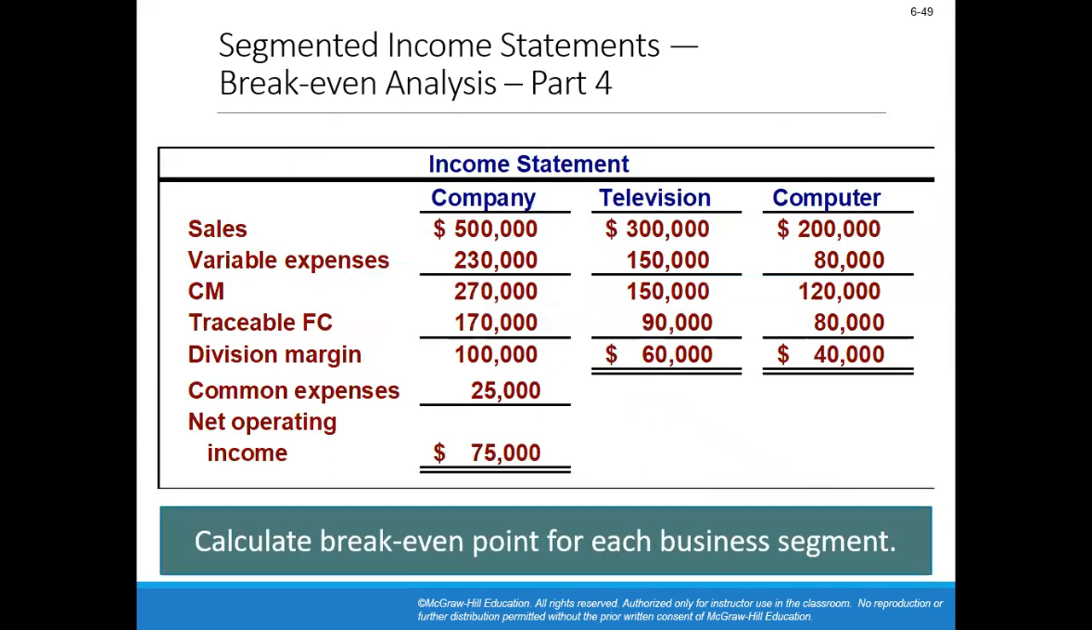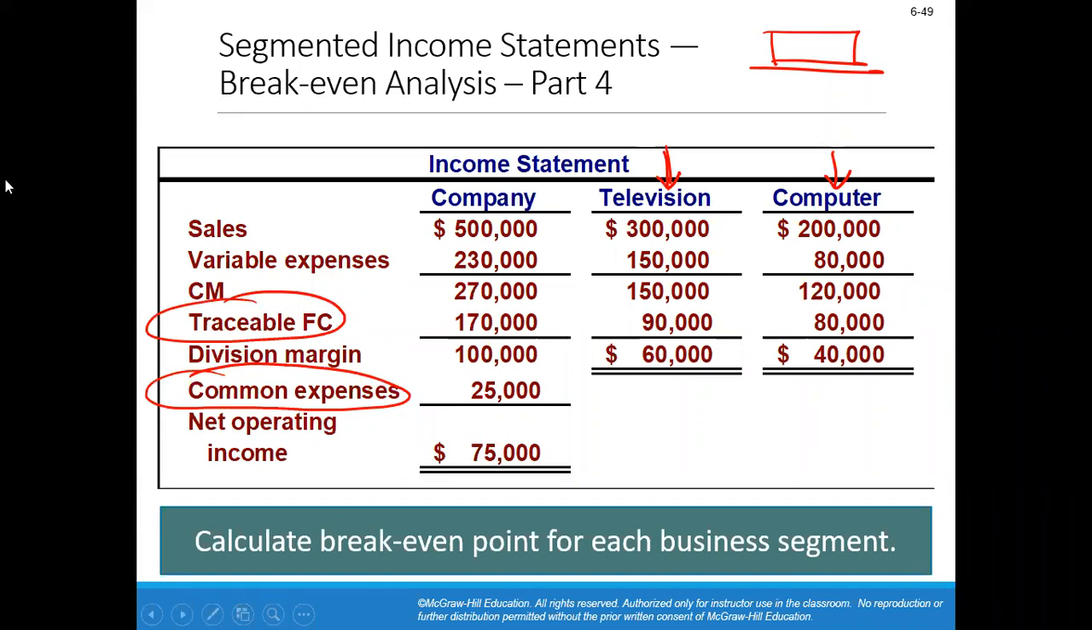Now we'd like to see the break-even point for the television and the computer. So before making a calculation, let me ask you, if I want to calculate the segmented break-even point, which fixed cost should be the numerator? Should we include the traceable fixed cost and the common fixed cost together? What does your rational thinking say?